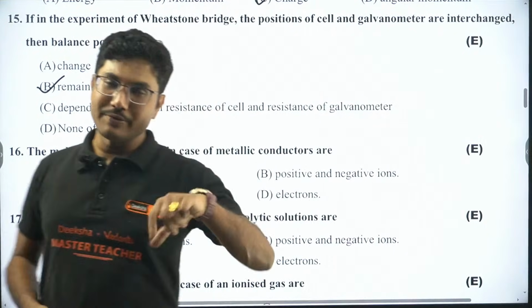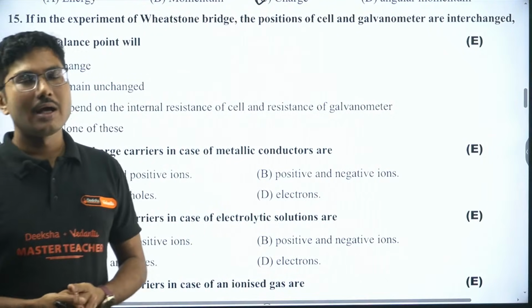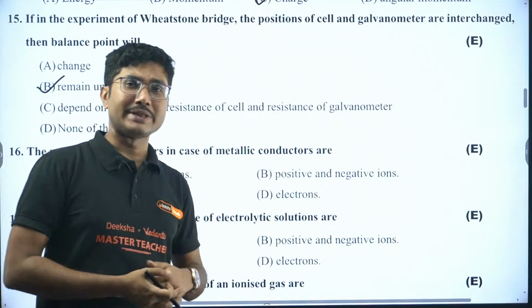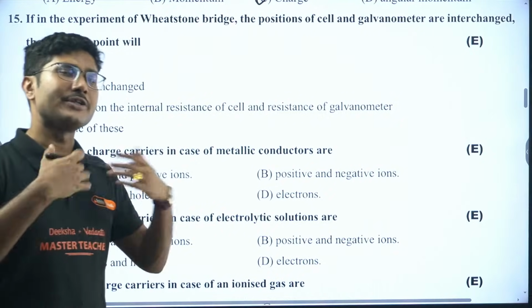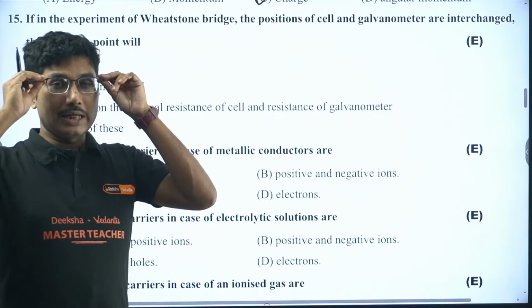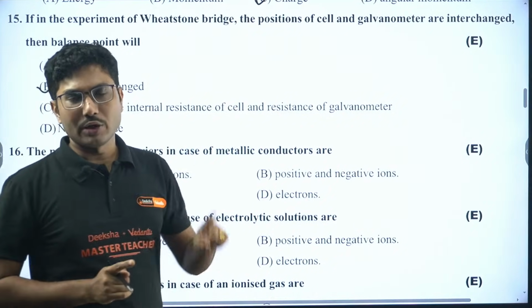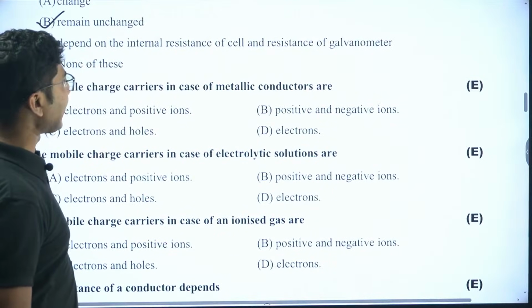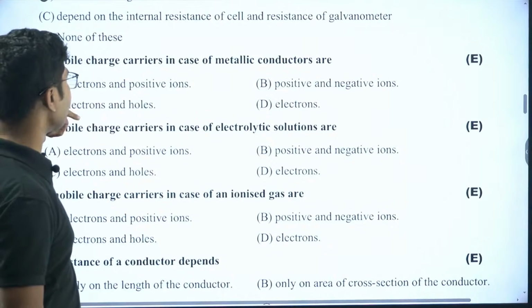No matter even if you change the galvanometer with a higher value resistance galvanometer or a lower value galvanometer, or if you switch the position between the cell and the galvanometer, even if you change the cell or not, the only condition for balance is P by Q equals R by S. There is no other condition, and that will remain intact even if you exchange the positions.